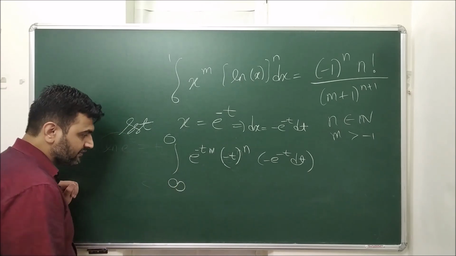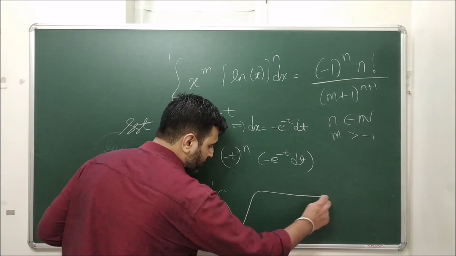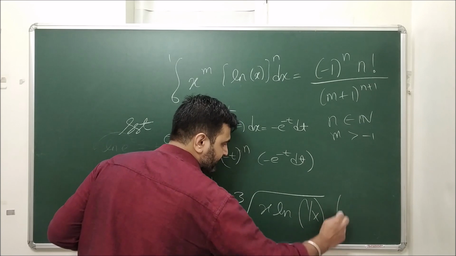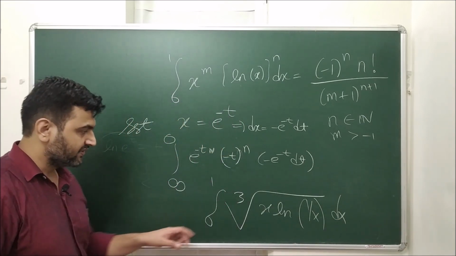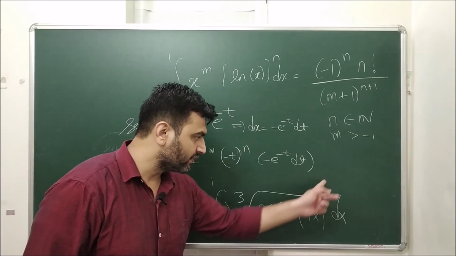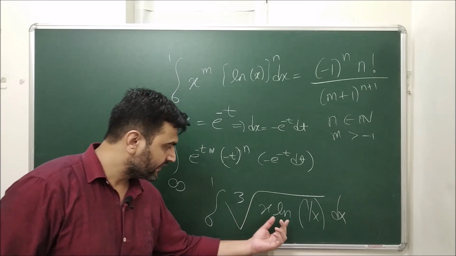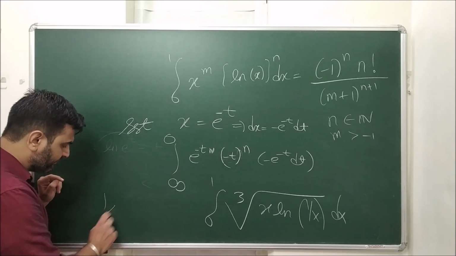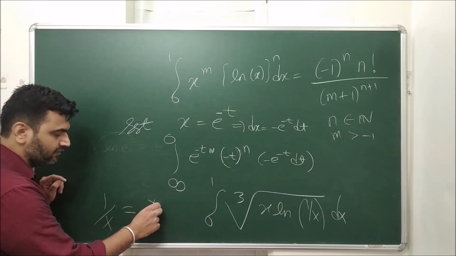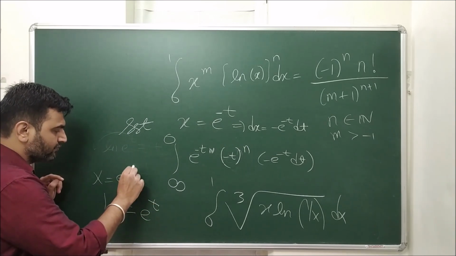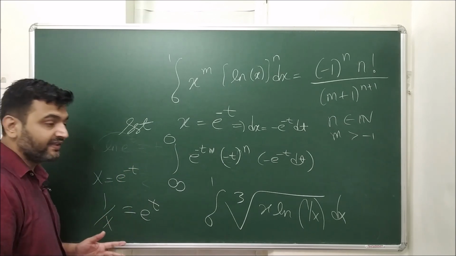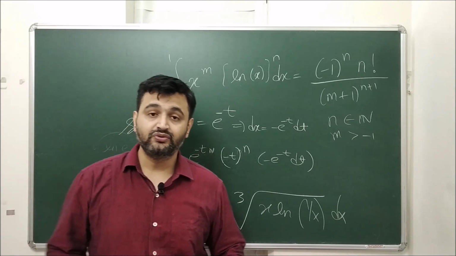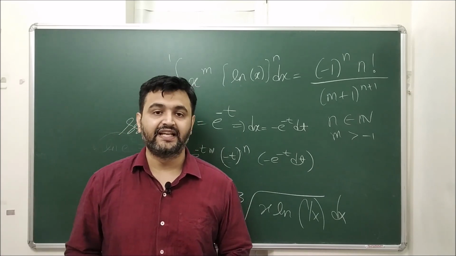Okay, suppose if you have integral 0 to 1 cube root of x ln of 1 by x dx. So this is x ln 1 by x whole raised to 1 by 3 cube root. Now again, I have ln, I want to remove ln. What will I do? I will put 1 by x equal to e raised to t, or x equal to e raised to minus t. You go by that way, you will get rid of log and you can get the answer. So that's how one should think of problems on beta and gamma function.